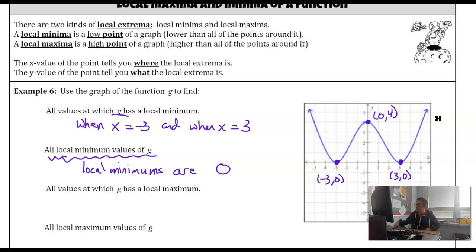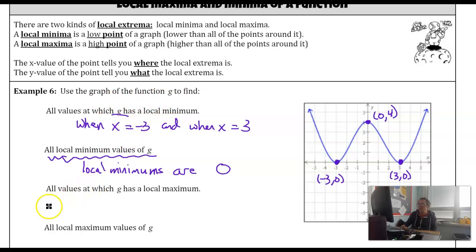So it's kind of like we have a point that's the top of a hill or the bottom of a valley. The top of a hill is a max, the bottom of a valley is a min. But because there's two numbers, we have to know what question each number answers. If I say where are they or which are they, that's the x value. What is it is the y value.